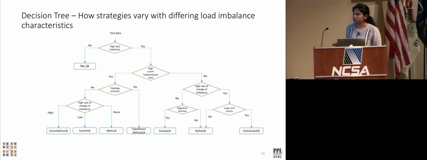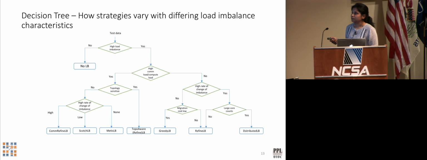If the rate of change of imbalance is low, you would want to use something like Scotch, which also takes into account the load imbalance of the objects. If there is none, if it's primarily communication intensive, then you want to look at something that's graph partitioning like MetisLB.